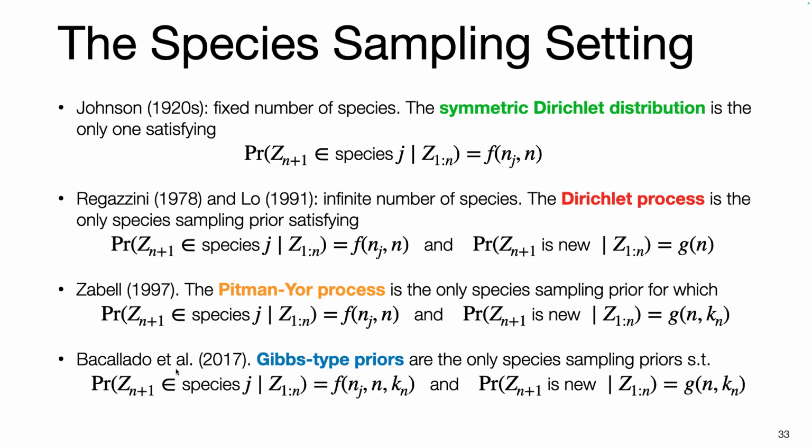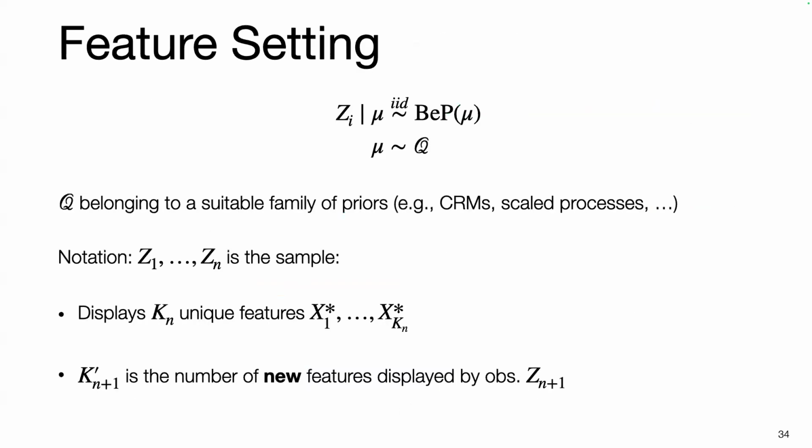And in recent years, Bacallado and co-authors characterized Gibbs-type priors as the only class of species sampling priors such that the probability of seeing a new species is as before, so it depends on the sample size and the number of distinct species, but the probability of seeing something old depends also on the number of distinct species.